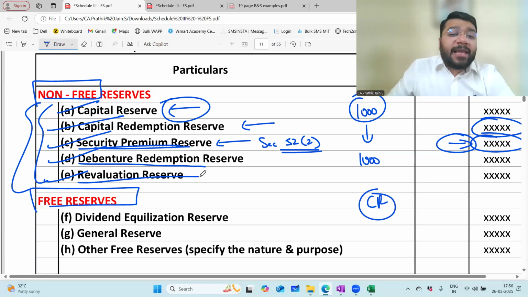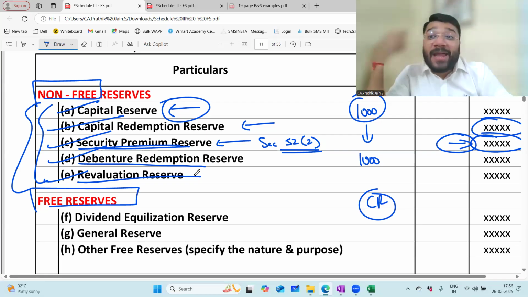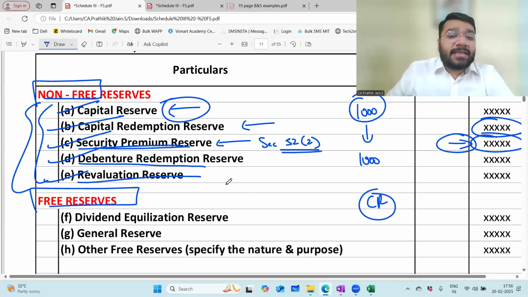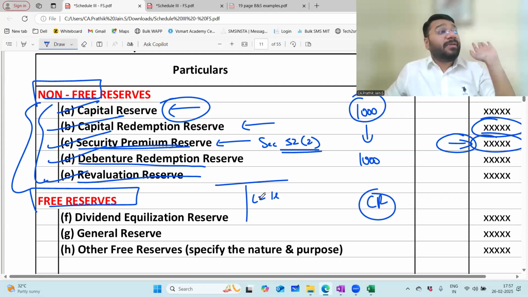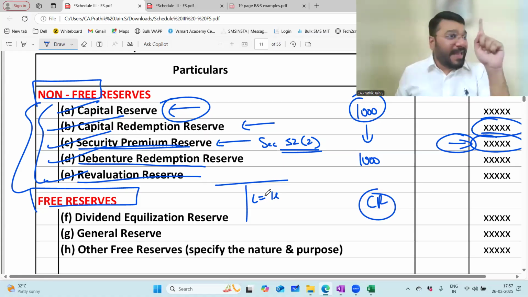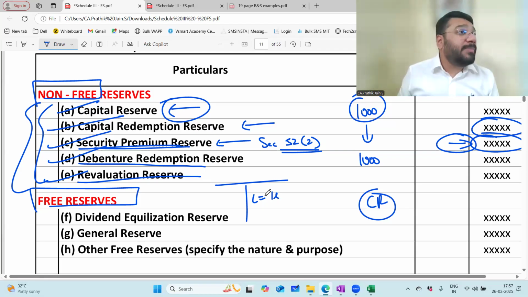And finally, revaluation reserve. What is revaluation reserve? When does the revaluation reserve come into picture? When you do upward revaluation of the assets. There's a particular asset in the balance sheet, let's say land, 1 lakh rupees, which was purchased 10 years ago. Even in the 10th year, how much worth of land do we have in the books of accounts? 1 lakh only, because we follow the historical cost concept. As per the historical cost concept, you always record a historical value in your financial statement.